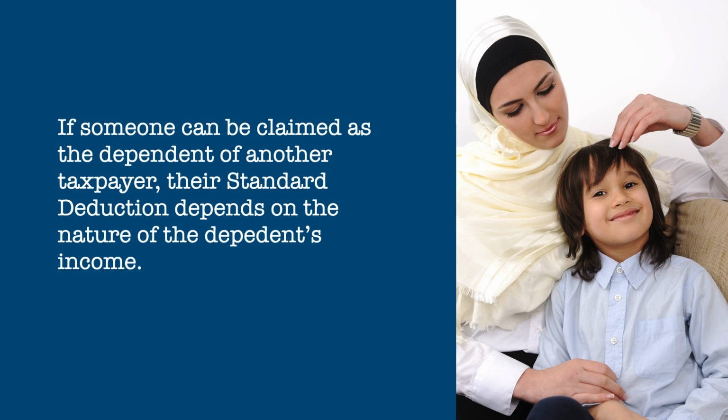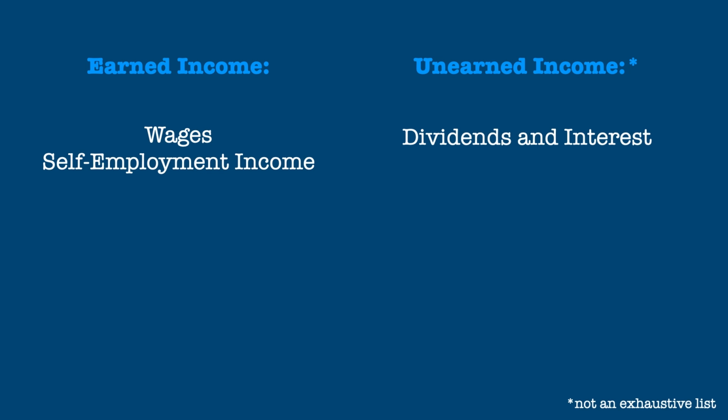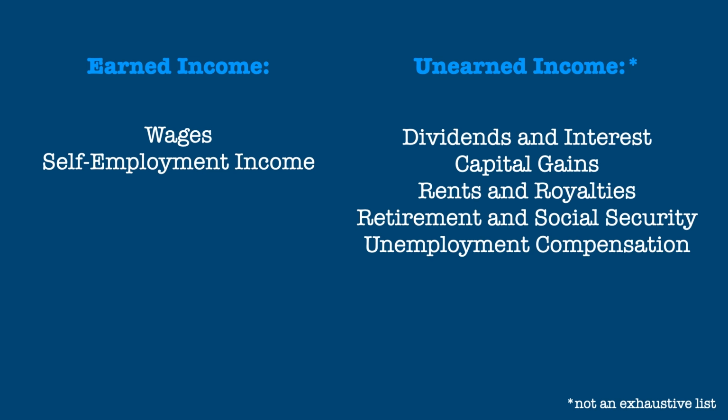If someone can be claimed as a dependent of another taxpayer, usually a parent, their standard deduction depends upon the nature of the dependent's income. As I've gone over in other videos, income can be divided into two categories, earned and unearned. Earned income is primarily income from wages or self-employment. Unearned income is essentially all other types of income, which can include dividends and interest, capital gains from the sale of investments, rental and royalty income, retirement income and Social Security, and unemployment compensation.